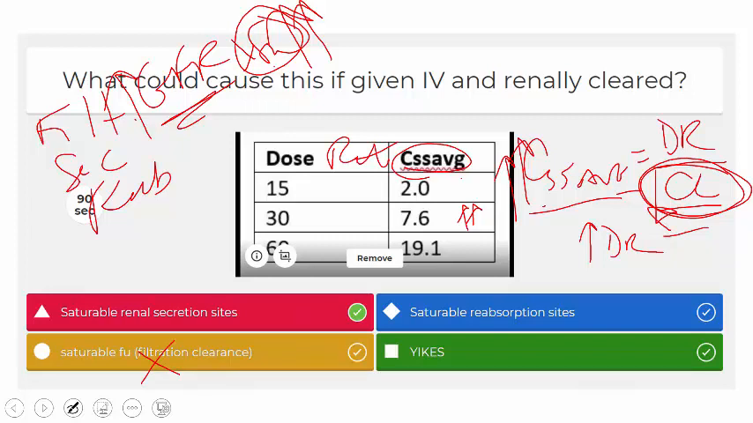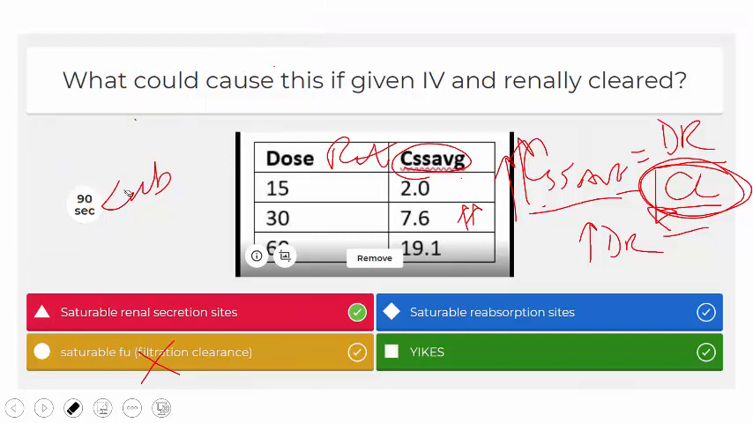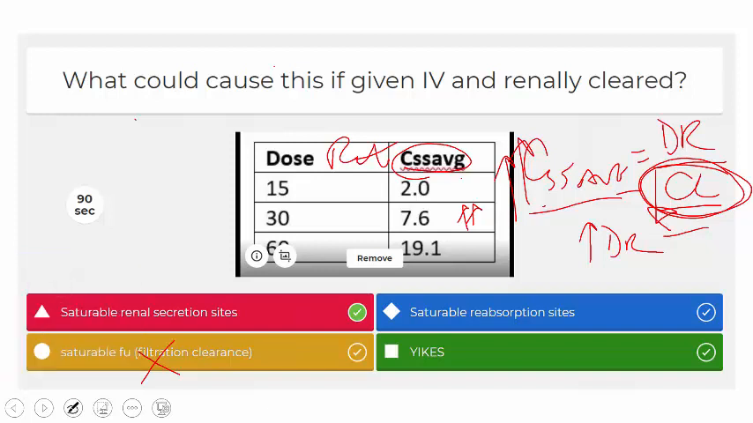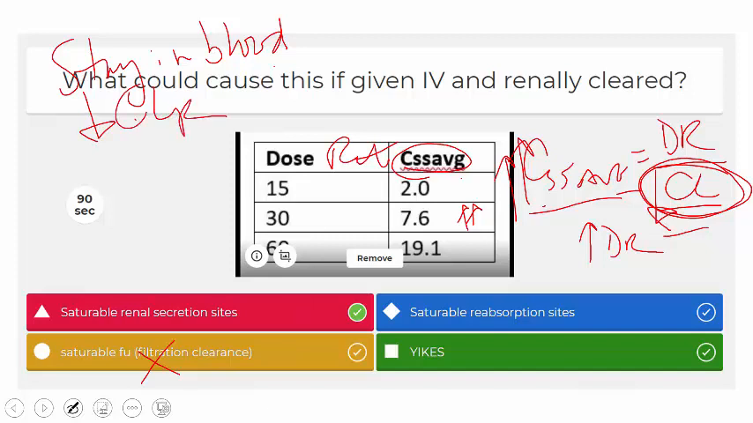How about another choice? So it's not filtration clearance. How about secretion? Secretion is saturable, right? So if our secretion sites get overwhelmed, what's going to happen? Is more or less of the drug going to be moved into the tubule? Well, if those sites get overwhelmed, more of the drug is going to stay in the blood, right? Because it can't get a ride into the urine. Therefore, we're going to see a decrease in renal clearance due to a decrease in secretion clearance.